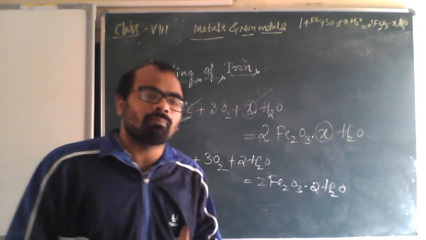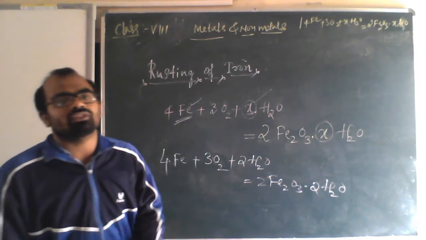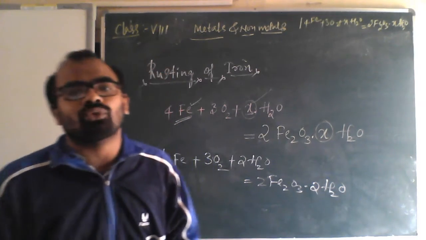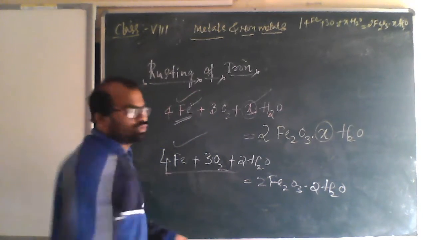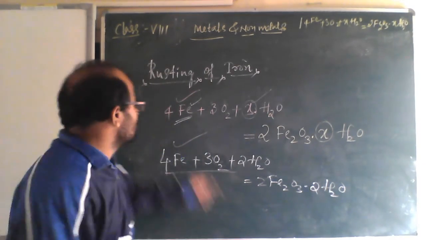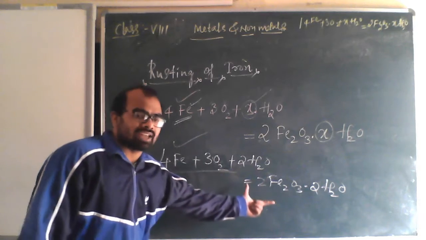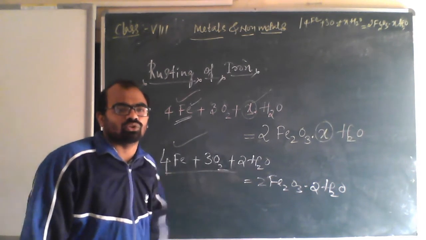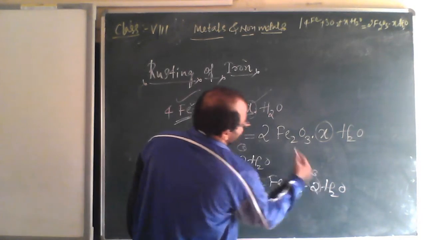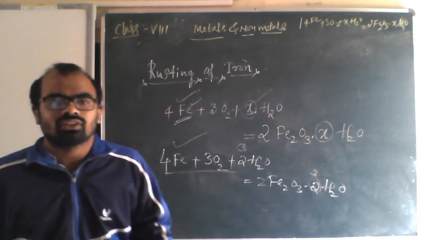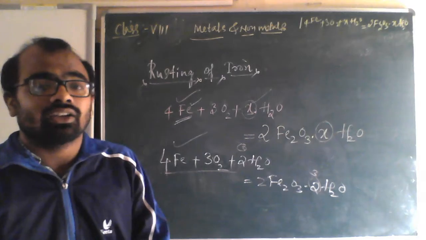So please be perfect with this. 4Fe plus 3O2 plus xH2O gives 2Fe2O3.xH2O. Either you write this or you write this. Any of the two you write, you will get the marks. This is general. If I take an example of it reacting with 2 molecules of water, or if it reacts with 3 molecules of water, I just have to change the number of molecules of water here. That's it.